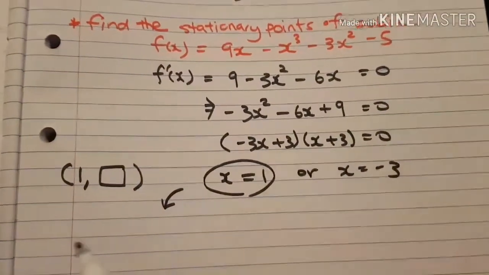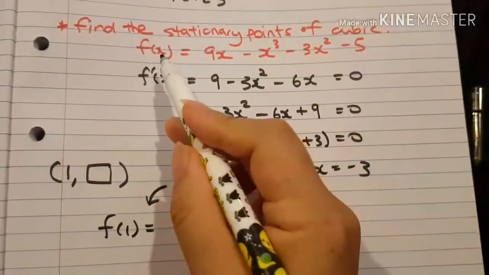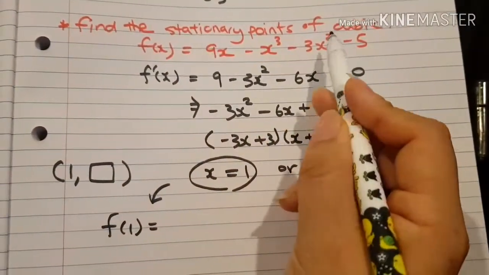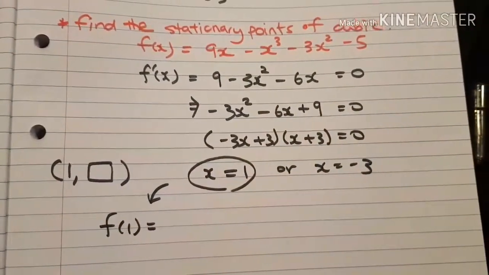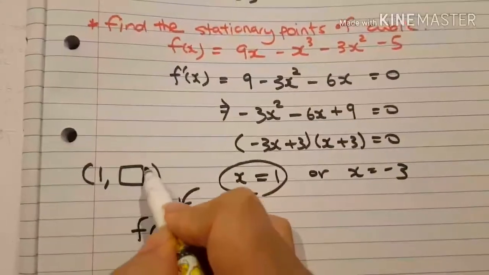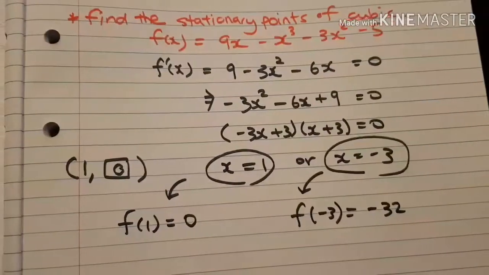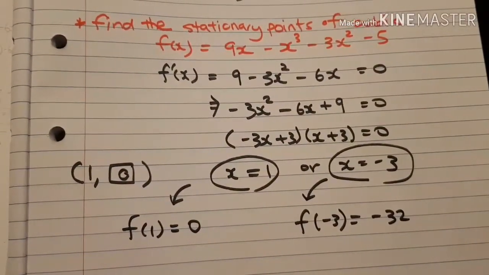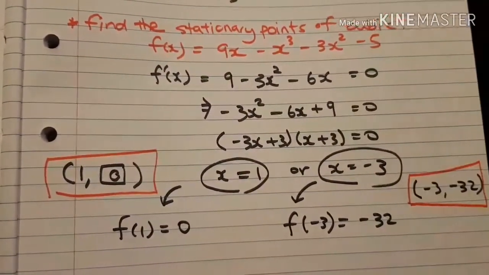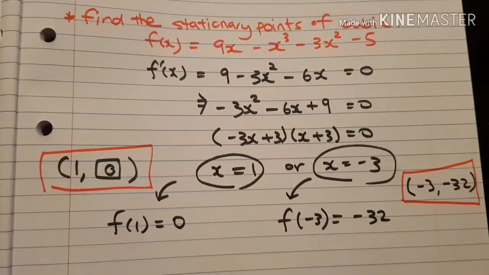So for this one, I want to find the corresponding y value. In order to do that, in the original equation, I'm going to put in 1: 9 times 1 minus 1 cubed minus 3 times 1 squared minus 5, and I'll get the answer 0 for the corresponding y value. So that will be one coordinate of the stationary point. And if I do -3, then I'll get -32. So another coordinate will be -3, -32. Those are the two stationary points of the cubic.